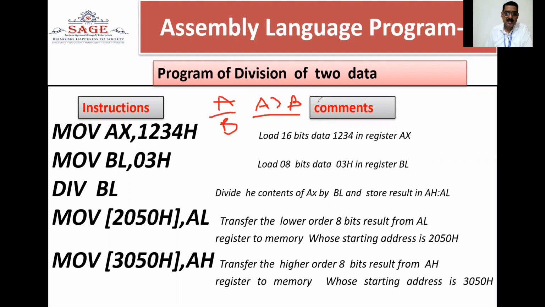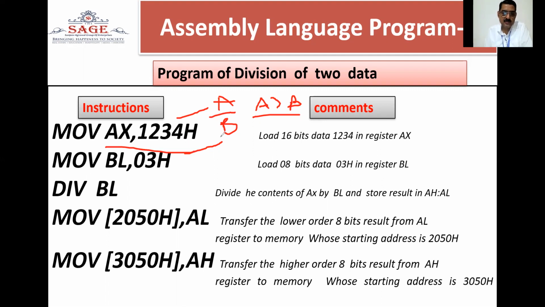Keeping this in mind, if A is 16 bit, then B should be 8 bit. If A is 32 bit, then B should be 16 bit. In this way, A will always be greater than B; the size of A will be greater than the size of B in a division operation. Again, the data which has to be divided should be stored in the accumulator register, and AX is the accumulator register, just like in the multiplication operation.